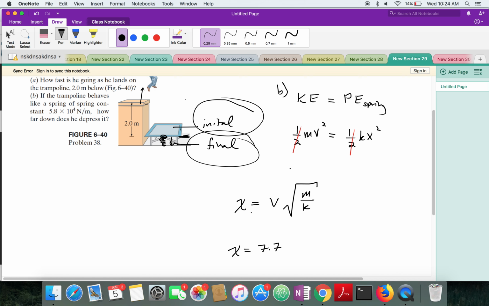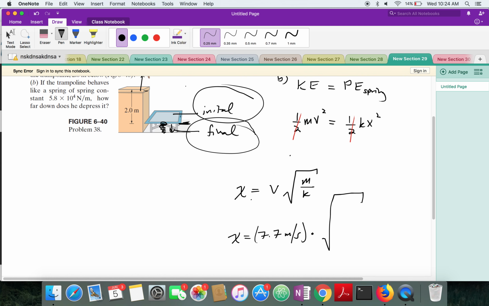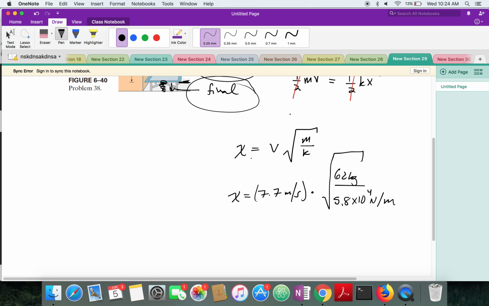So this is going to be 7.7 meters per second times the square root, and I think they said his mass is 62, so 62 kilograms over the spring constant, which is 5.8 times 10 to the 4 newtons per meter. It's a pretty big spring constant, so you're not going to see a very big depression here. It's going to be a small number, I think. And again, a big spring constant basically means you have to exert a very large force to move the spring from its equilibrium position, which is about 0.25, so about 25 centimeters. So 0.25 meters.